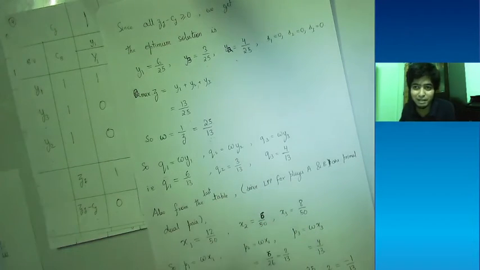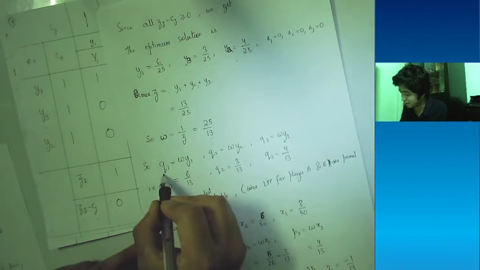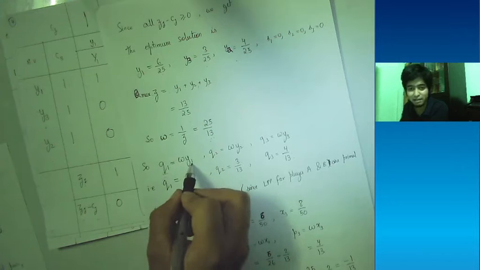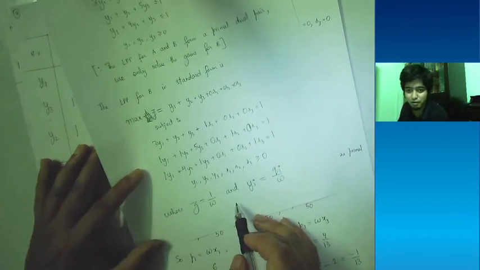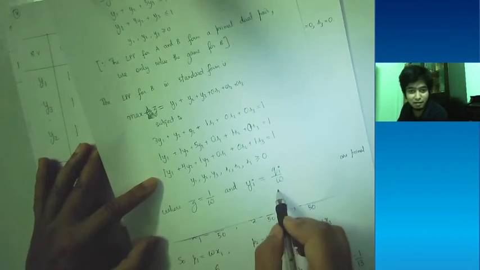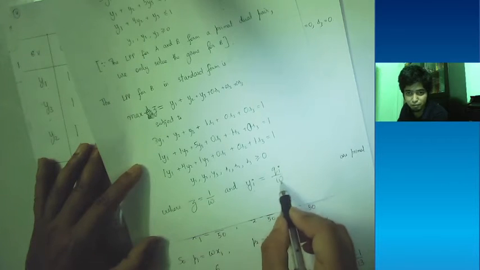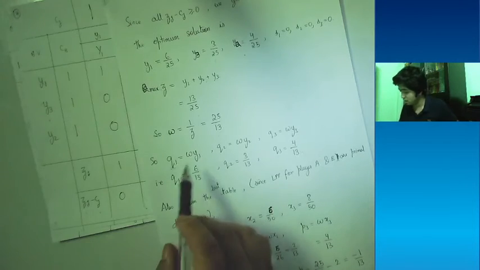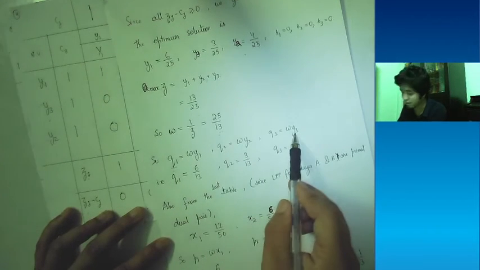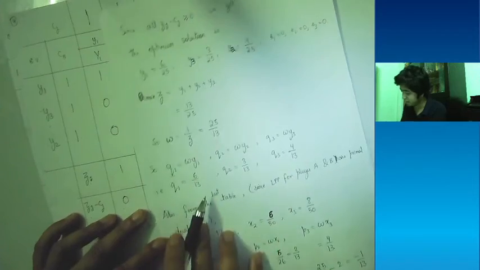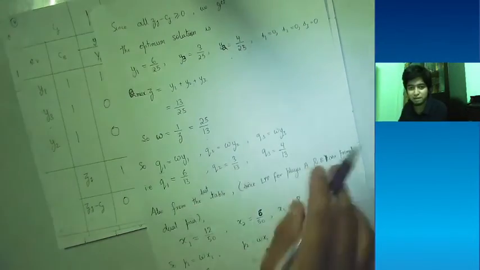But you remember that the ultimate aim of game theory is finding the probabilities and the value of the game, so that is exactly what we are doing over here. Q1 will be WY1. How did I get this? It is from what we've written before: Yi equals Qi by W. So Q1 will be WY1, Q2 will be WY2, and Q3 will be WY3. You can substitute the values and we will get this.